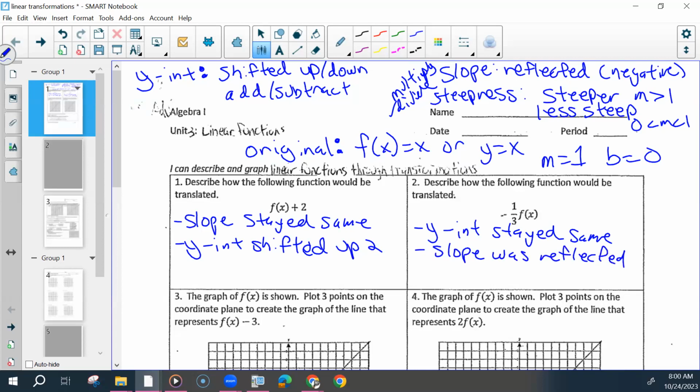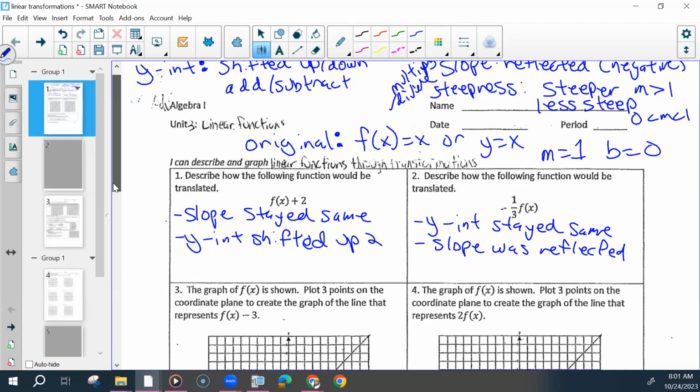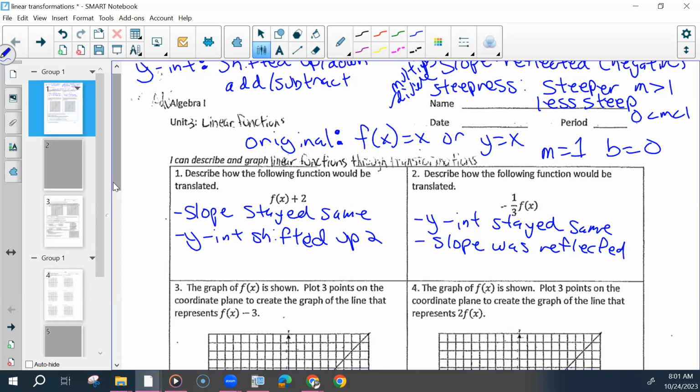So what if it's not negative? Then it wouldn't be reflected. So negative, reflected; no negative, not reflected. That's it. It's already negative. That's what you're saying, it's not. So if you don't have a negative, you wouldn't add one in. Right? And then the 1/3, is that greater than 1 or between 0 and 1?